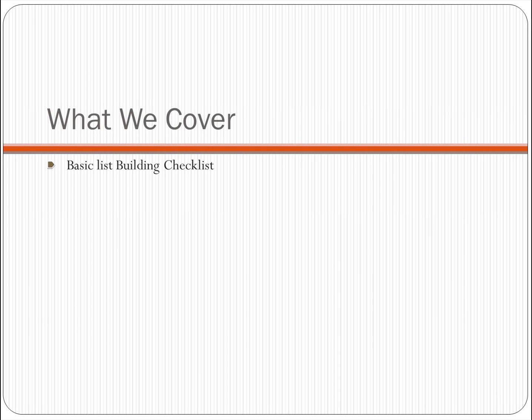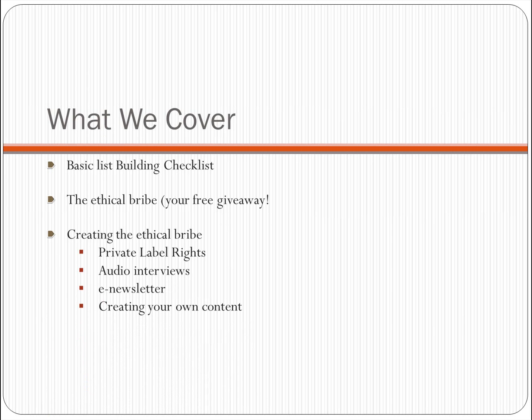What we're going to cover: we're going to be talking about the basic list building checklist. We're going to go back over this a little bit really quick, of what you need to get started with your list building. We're going to be talking about your ethical bribe, your free giveaway. Not only talking about it, we're going to be actually getting into creating that ethical bribe. Creating the ethical bribe, private label rights, audio interviews. We're going to talk about e-newsletters and creating your own content. This is going to be some really good training. We're also talking about the squeeze page structure.